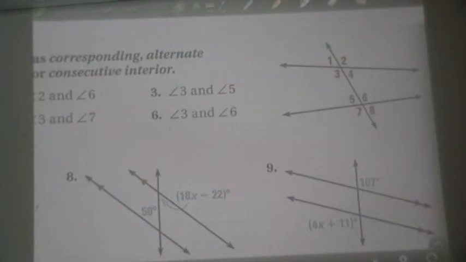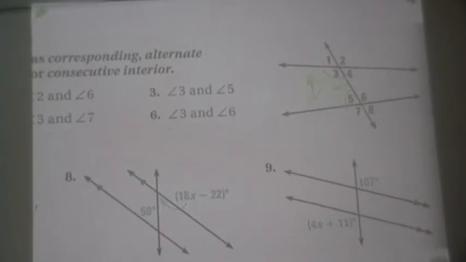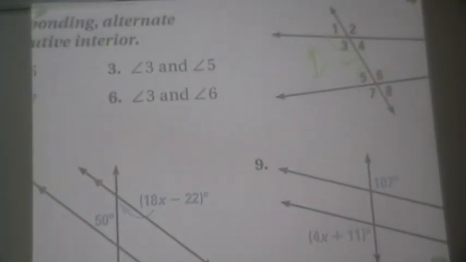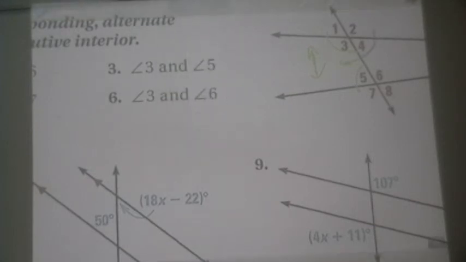Okay, 3 and 5. 3 and 5 are both on the same side of the transversal and they're both inside the lines, so they are called consecutive interiors. 4 and 5. Let's get a different color. Okay, 4 and 5 are inside the lines and they're alternating. So they're alternate interiors.